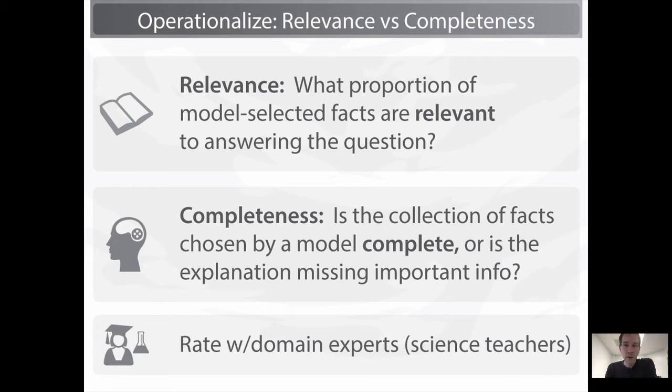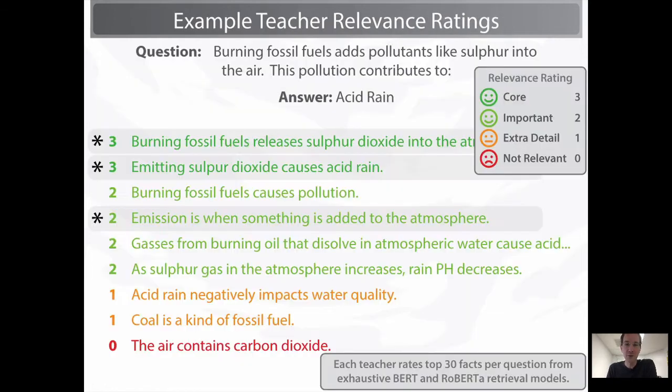The way that we measure this is essentially by brute force, by getting domain experts, here 3 science teachers with about 40 years of combined experience, to generate about 250,000 expert ratings. 250,000 expert ratings from 3 teachers. It's a lot, but it helps us get a very accurate measure of these quantities. So let's talk about relevance first.